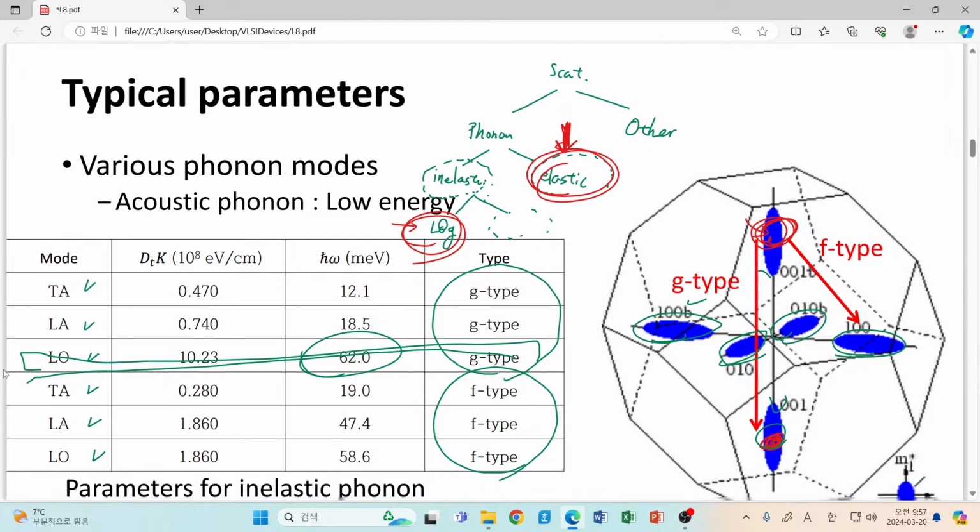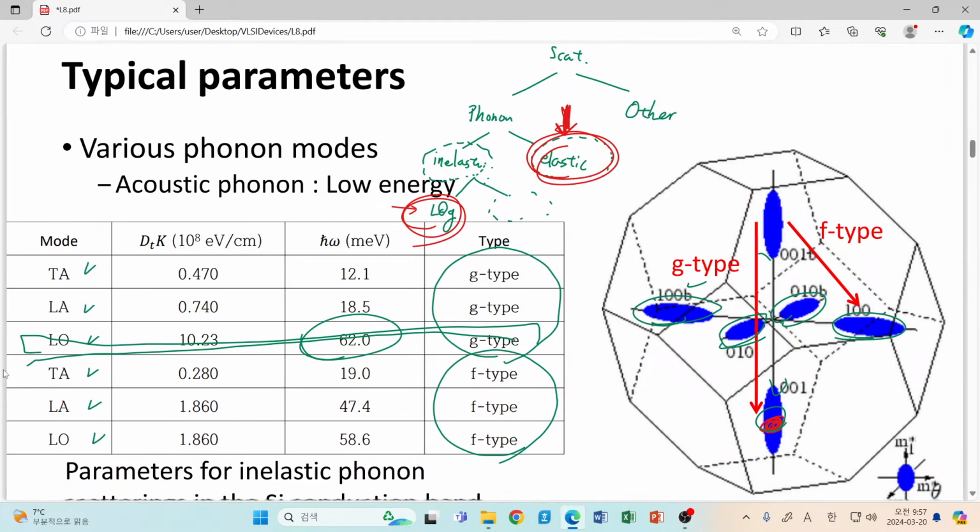So now let me make a summary for this phonon discussion. You may consider 3 different types. One is intra, meaning internal, intra-belly scattering. Usually this intra-belly scattering is regarded as elastic scattering, and it is related to the phonons called acoustic phonons. They are fast, yes, fast-moving phonons.